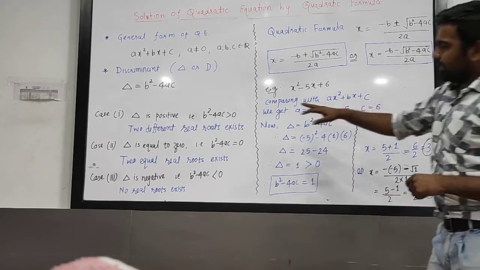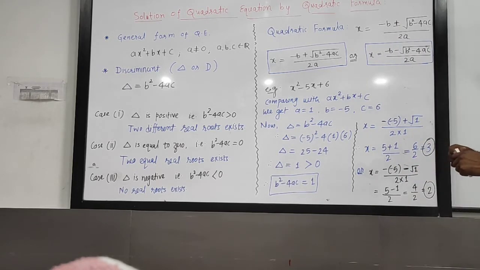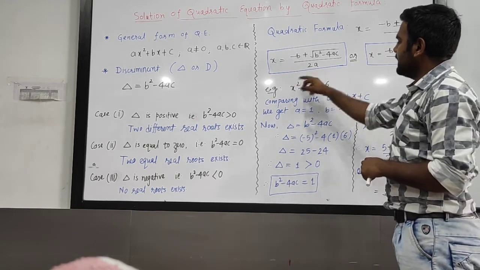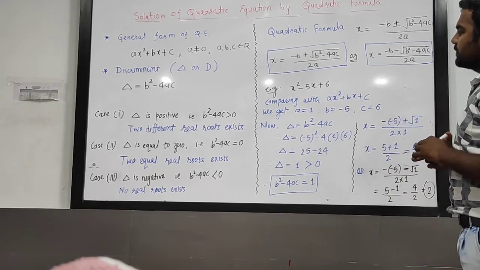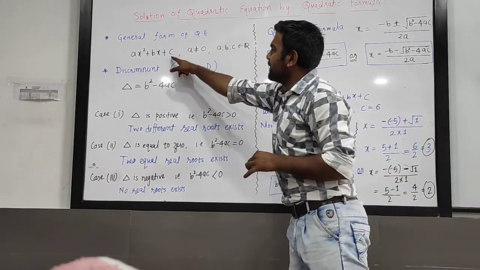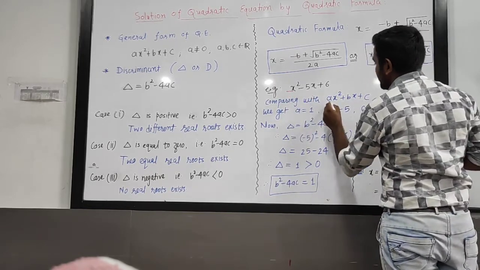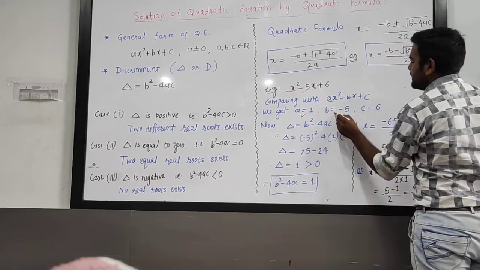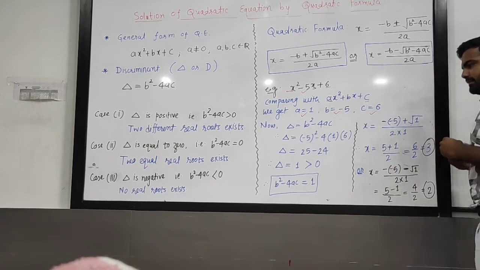For all the three cases, let us take one example. The very first example is x square minus 5x plus 6. We need to find solutions of this quadratic equation, that is we need to find such x which solve this equation. For that, comparing this equation with ax square plus bx plus c, we get the coefficient of x square is 1, so a is equal to 1, the coefficient of x is minus 5, so b is equal to minus 5, and the constant term c is equal to 6.